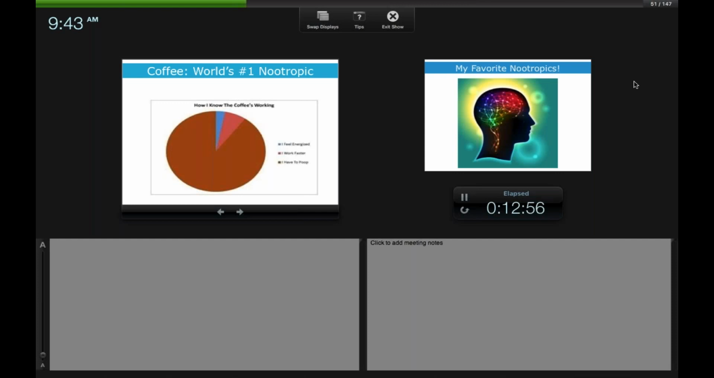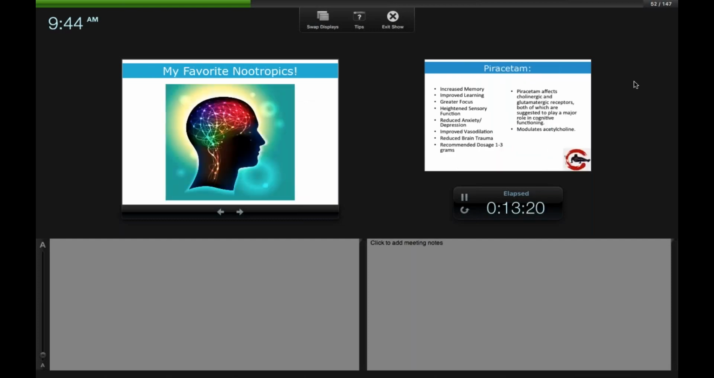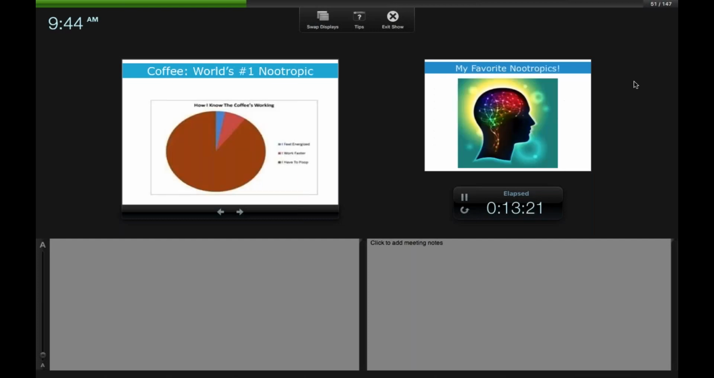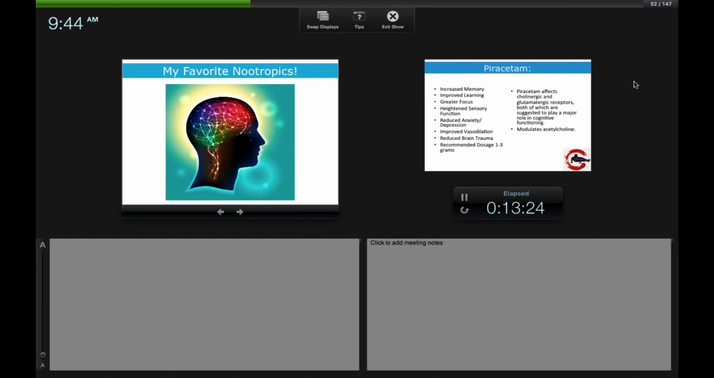Favorite nootropic in the world? Coffee. How many of you drink coffee today? I love this. It's blurry, but it basically says how I know coffee's working. And the little blue sliver you can see in this graph is I feel more energized. And the red, I work harder. And then the brown is I have to poop. So I think we've all experienced that. Okay, yes, coffee is one of my favorite nootropics.